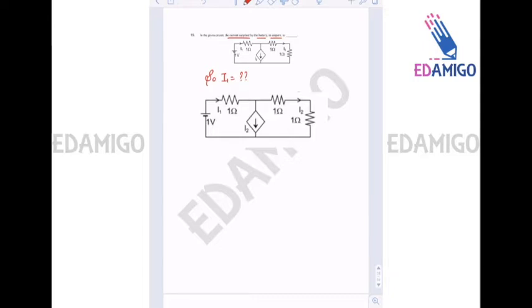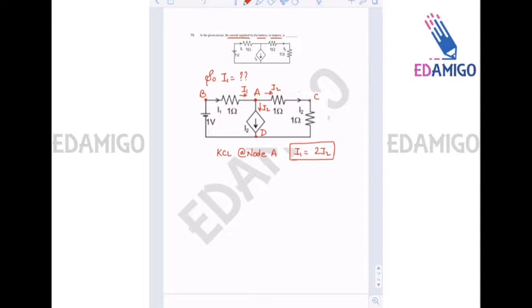Now this is node A, for example. We know that the current I2 is going outside, the current here is also I2, and the incoming current is I1. So KCL at node A: incoming current is I1, outgoing current is I2 plus I2. So incoming current equals outgoing current, that is I1 is equal to 2I2. Now we have to find I1. So this is node B, for example, this is node C, and this is node D.